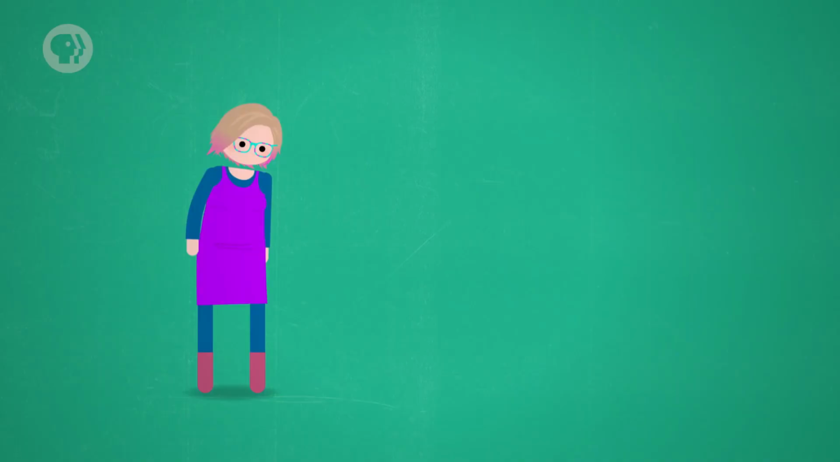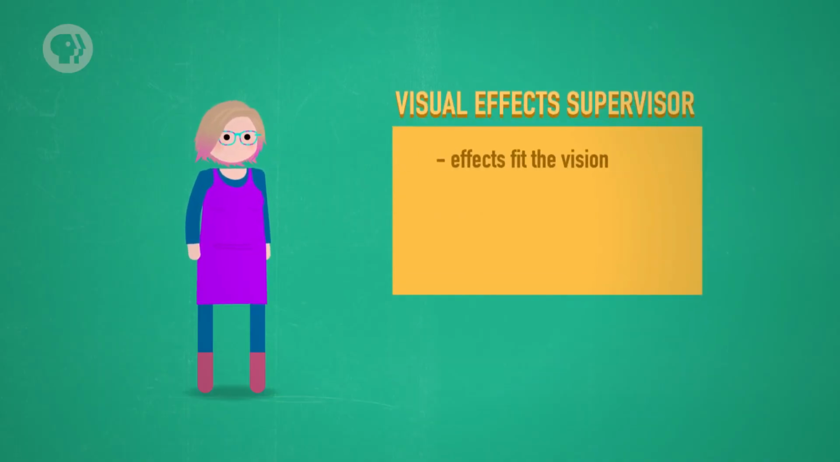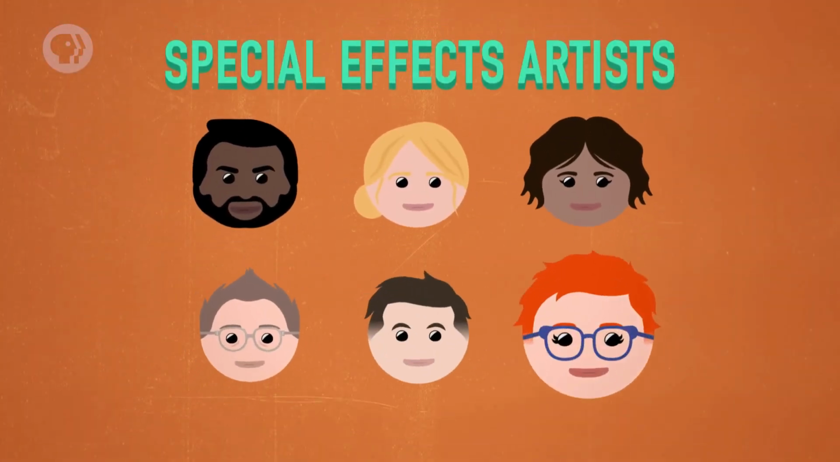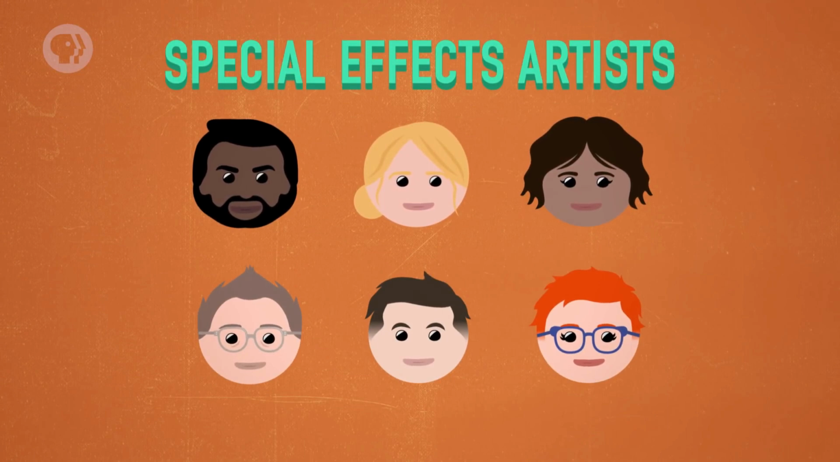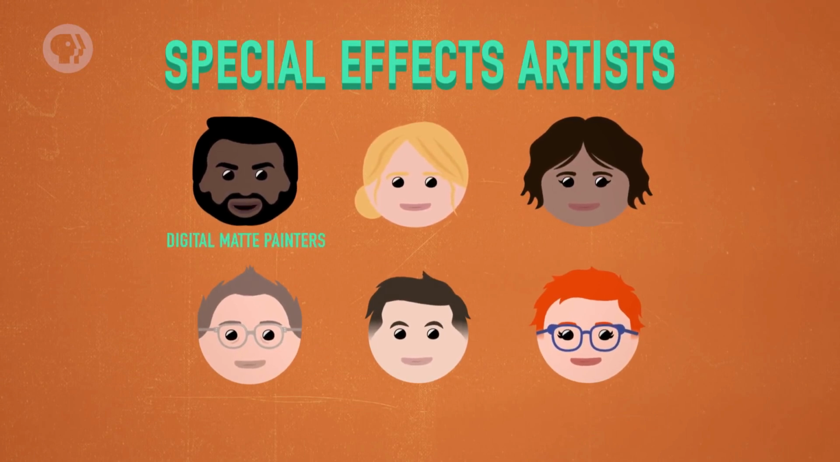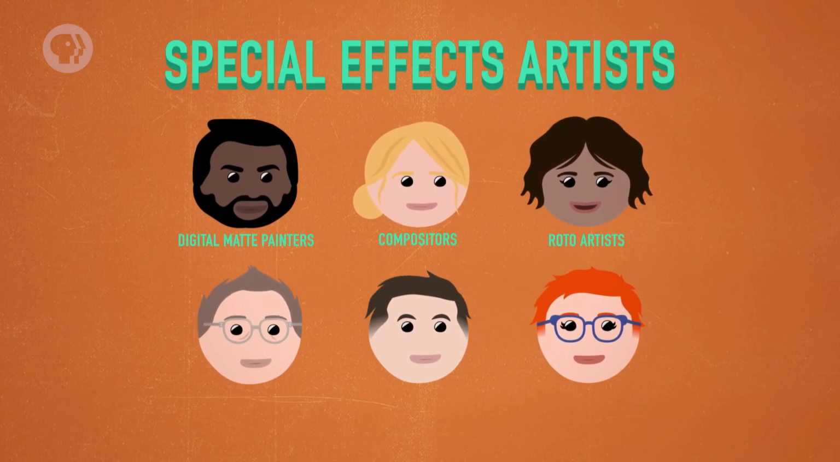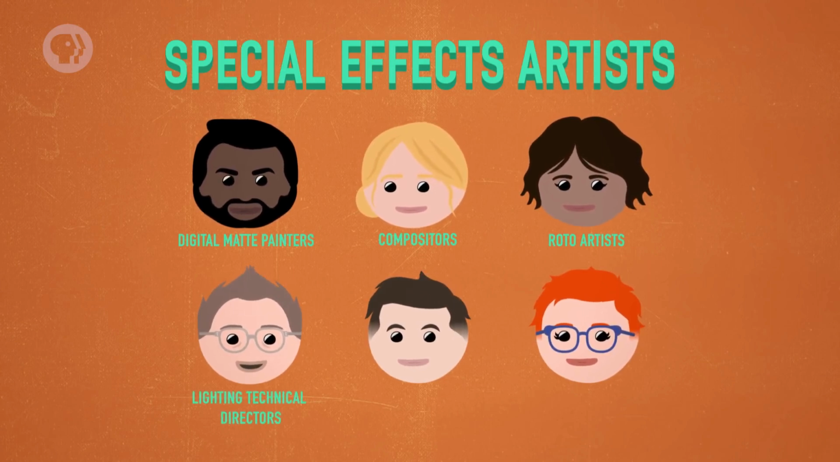Now, whether it's in-house or not, the special effects team is usually overseen by a visual effects supervisor. Their job is to ensure that the effects fit the vision of the director and the needs of the film, and that the effects are completed on time and on budget. In order to accomplish this, they assemble and work with a variety of special effects artists, from digital matte painters and compositors to roto artists who specialize in rotoscoping, and lighting technical directors who work as gaffers in the digital space, making sure the direction, color, intensity, and mood of the lighting matches the rest of the film.